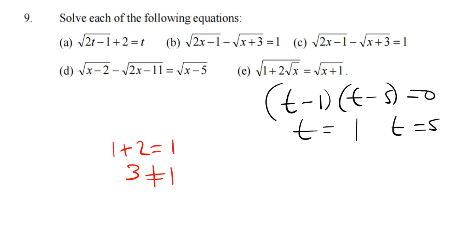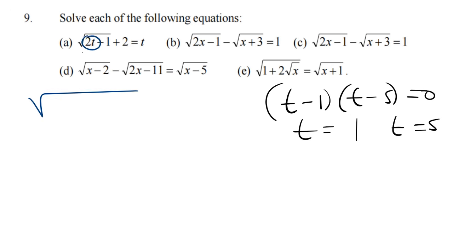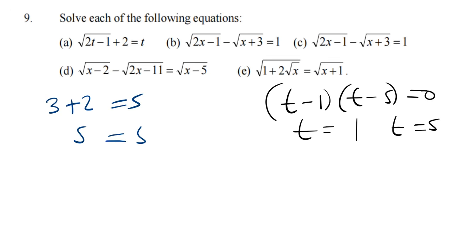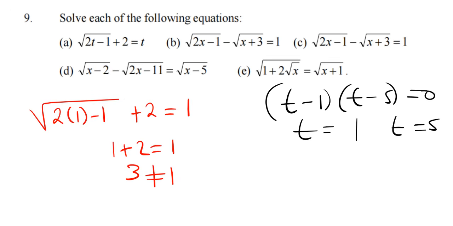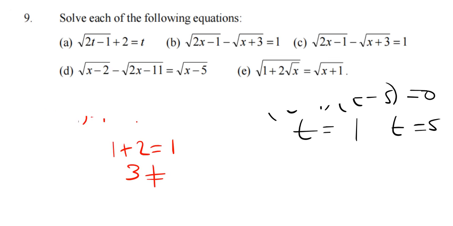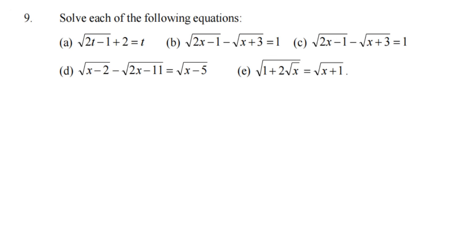What about 5? You're supposed to try 5 as well. So the square root of 2 multiplied by 5 here, it's just a 10. A 10 minus a 1, that is a 9. The square root of a 9, it is a 3. Then plus a 2 is equal to a 5. So a 5 is a valid solution. So for this A, only 5 is the answer. So you come to B.